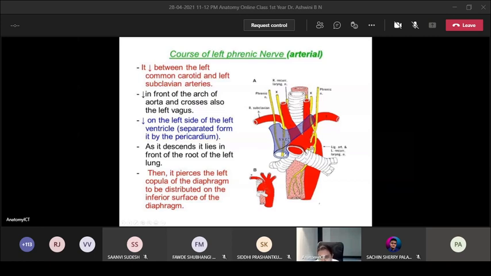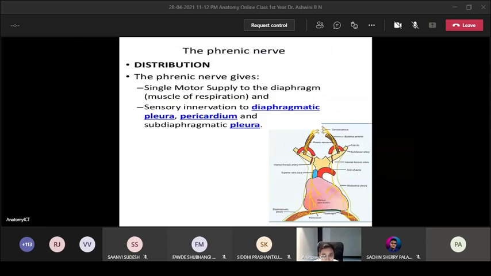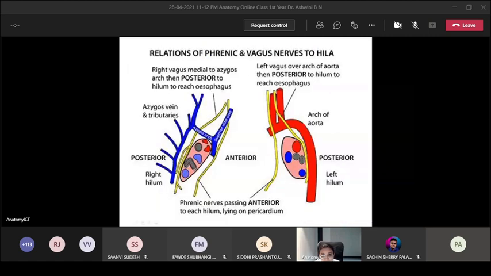Then the right phrenic and the left phrenic pass in front of the hilum of the lung. Here we can see that. See, at the hilum of the lung. This is the right side hilum, left side. From anterior to posterior of left side, this is from anterior to posterior of right side. Here we can see this is the right phrenic. It passes in front of the hilum of the right lung, whereas this is the left phrenic, which passes in front of the hilum of the left lung.